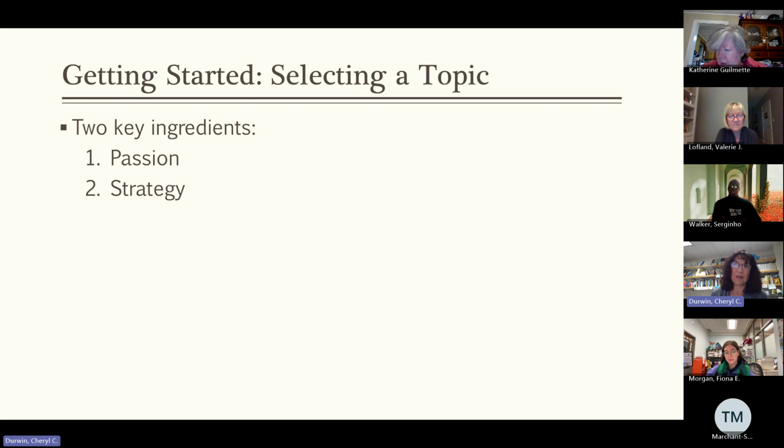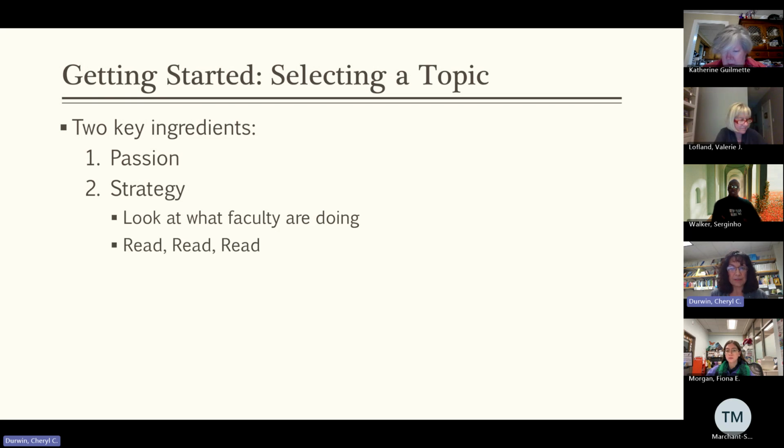So that's number one. And then you have to have a strategy. Look at what other faculty are doing. If you don't have a topic already, what are faculty doing in your program? That can be some good guidance. Read, right? Read a lot. So you might have a general idea. We're going to talk about that next, like what's the big idea that you have and then how to narrow it down. You have to read.